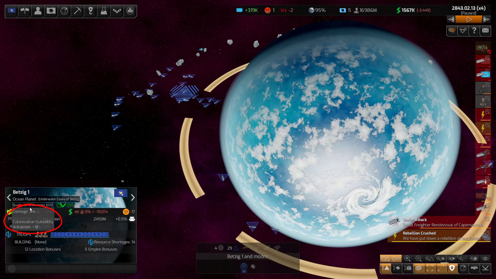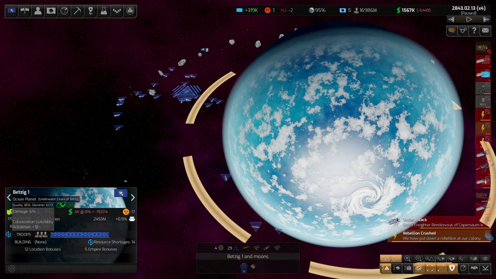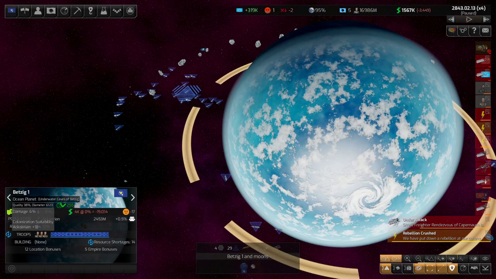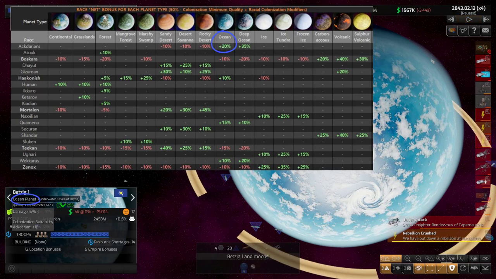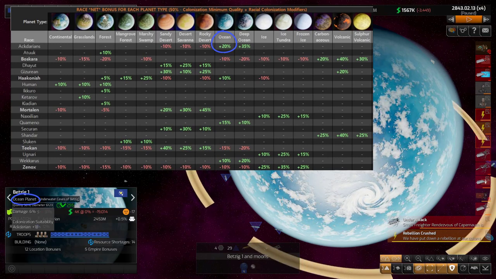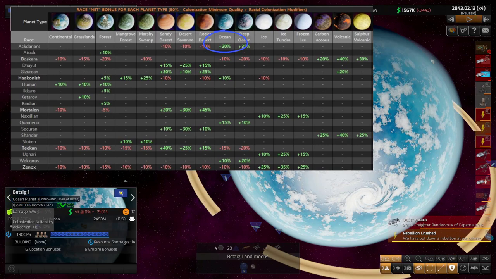Okay. So normally what would happen is for a 38% quality, right? If you look at this chart here, I'll show you the Actarians, which is the population. I'm human, but the Actarians of the planet, the people that I invaded, they're living on the planet. The Actarians have, you can see here, a plus 20% for ocean planets, right? This is not a deep ocean, it's a regular ocean, so it's plus 20%.